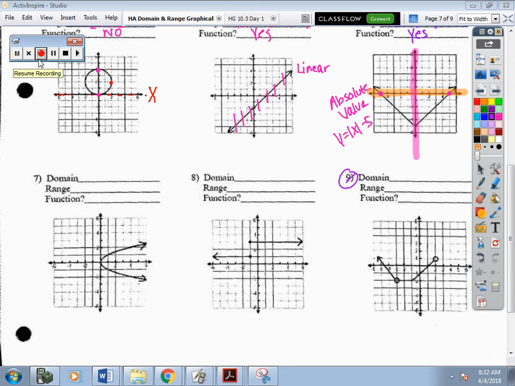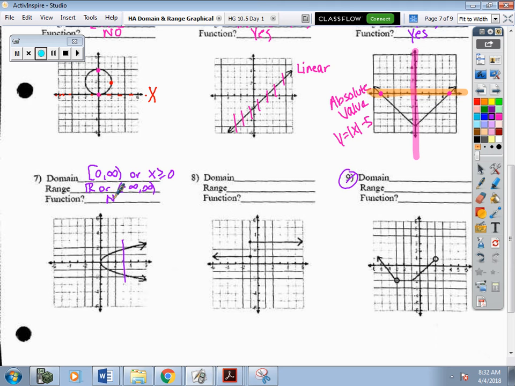The domain for 7. Garrett? Yes. Remember, you also are allowed to put x is greater than or equal to 0 if you prefer. And our range. Lexi? All real numbers, or negative infinity to positive infinity. And it's definitely not a function, right?